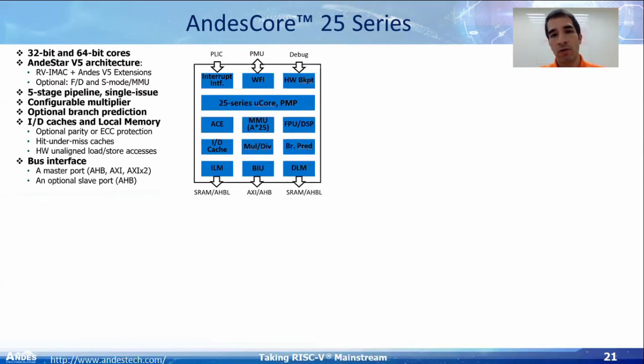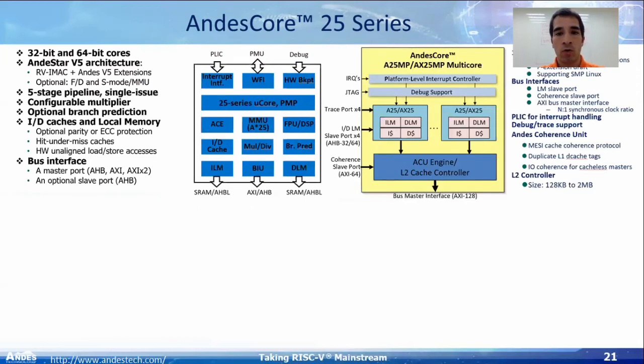Now, the interesting thing is, the 25 series is good to run a real-time operating system, but if you want to run a Linux system, what can you do? So what we are doing is, we are adding this one core, which you see on the left side, and we are putting it multiple times inside, in this case up to 4 times. We have the platform-level interrupt controller, which is providing the interrupts for all of the up to 4 cores.